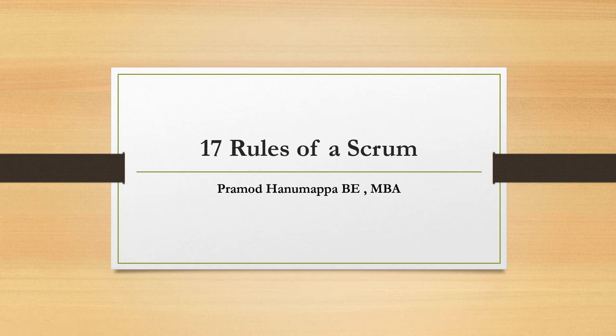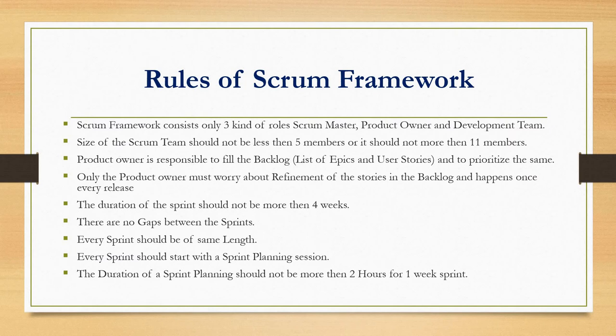Hello friends, if you want to know the rules of Scrum, then you are watching the right video. First rule, the Scrum framework consists of only three kinds of roles: a Scrum Master, Product Owner, and the Development Team. QA Team, UX and UA Team are all part of the Development Team.